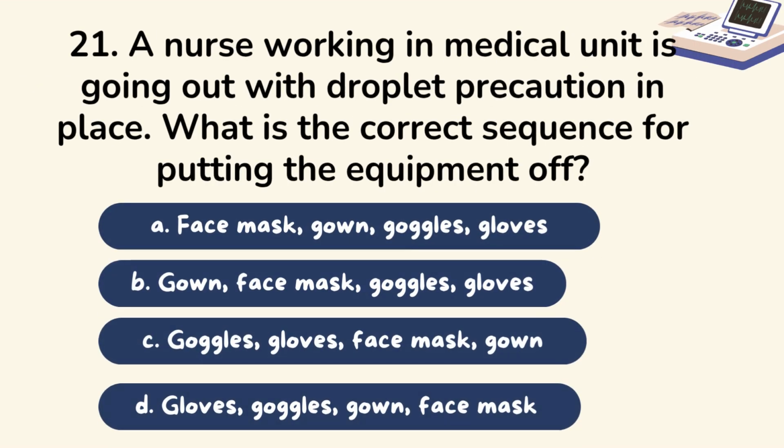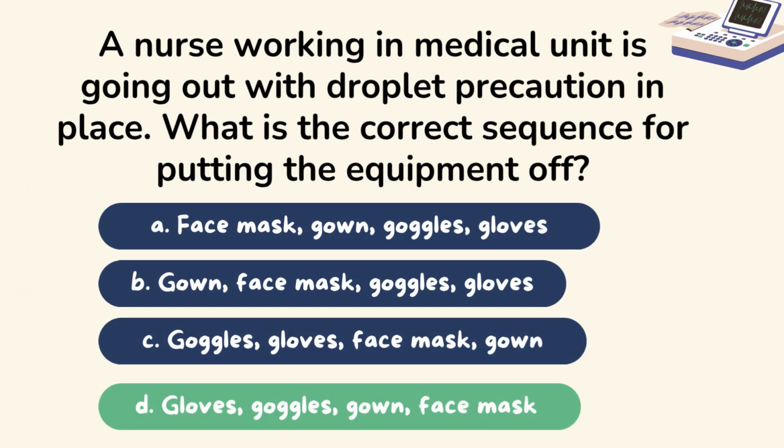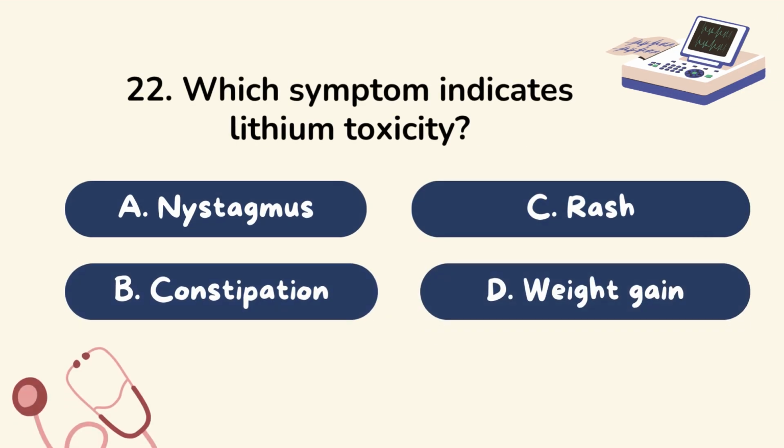A nurse working in medical unit is going out with droplet precaution in place. What is the correct sequence for putting the equipment off? Which symptom indicates lithium toxicity?